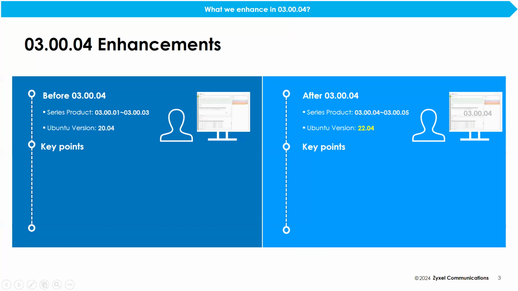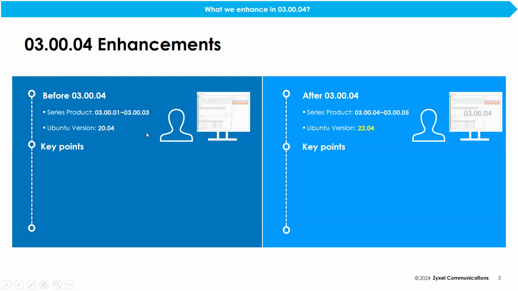Before starting, I would like to talk about what we enhanced in this new web EMS system. Right now, our EMS system has four generations, from version number 01 to 03. The versions before the 04 web EMS have to be installed on the Ubuntu 20.04 server. But our latest 04 or 05 web EMS versions have to be installed on the 20.04 Ubuntu.